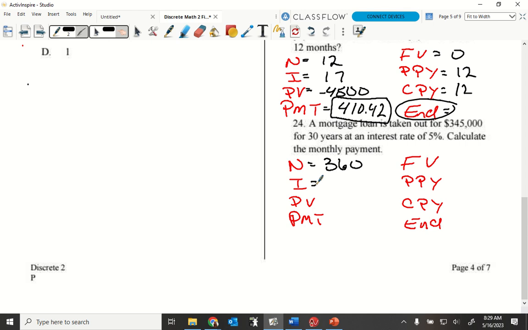Interest, 5%. PV, 345,000. Okay, we're calculating payment. Future value of any loan, 0. PPY, 12. CPY, 12. And it's going to be at the end. Calculate that for me, please.